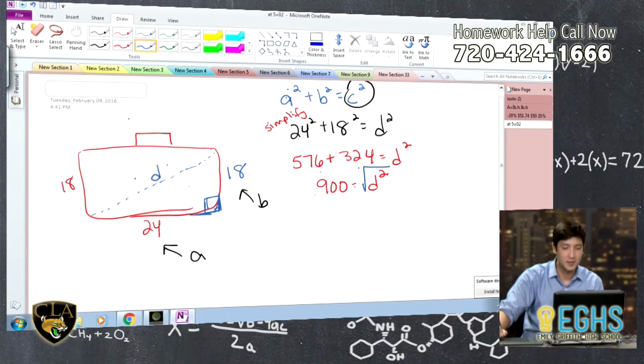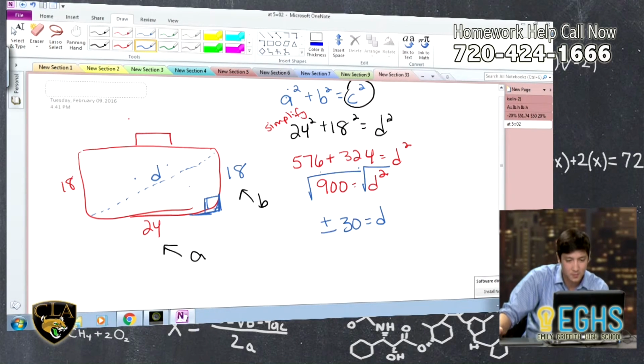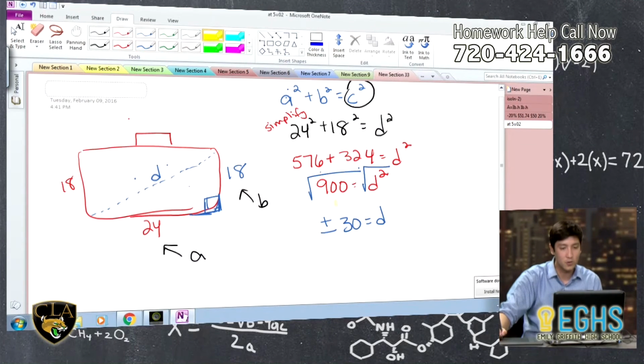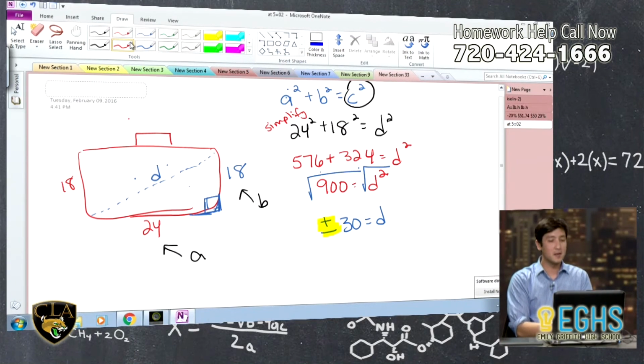And of course, we need to do the same thing to both sides. So d equals, and this is something I always mention to my students because I don't want them to get held up when they get to advanced algebra. Mathematically, in this case, d equals a positive or negative 30. So in the context of this problem, yes, this works mathematically, but in this case, we're talking about the diagonal of a suitcase, and it makes no sense for a diagonal to be a negative length.